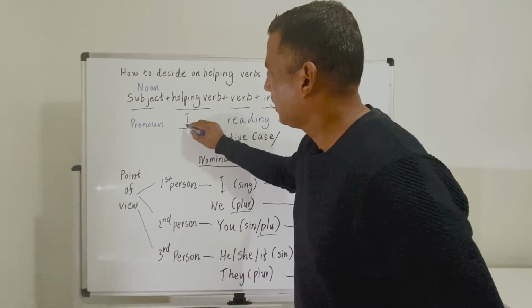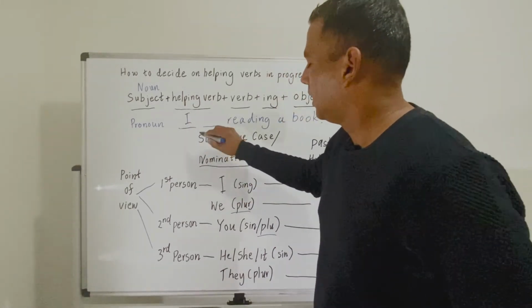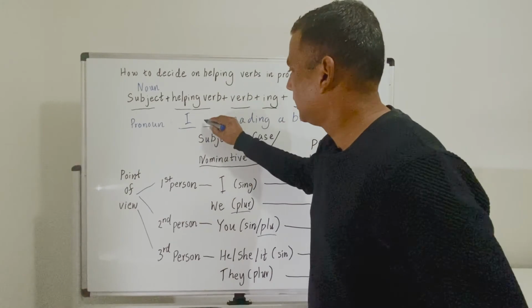We can say the helping verb in past progressive is I was.